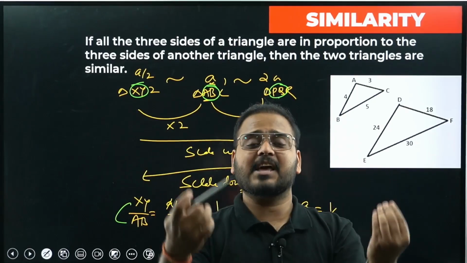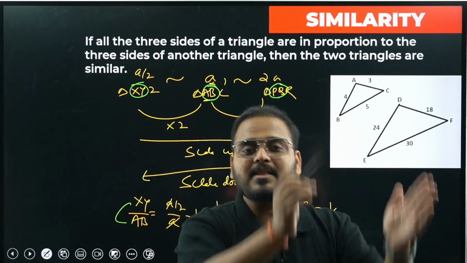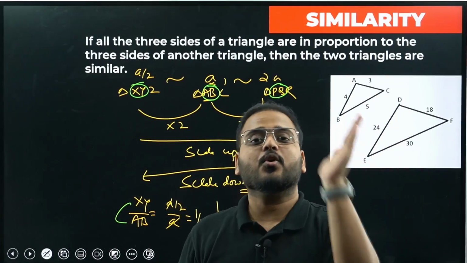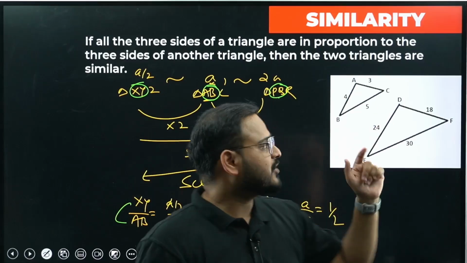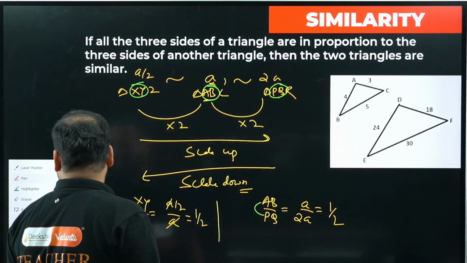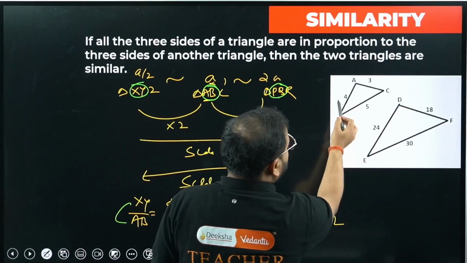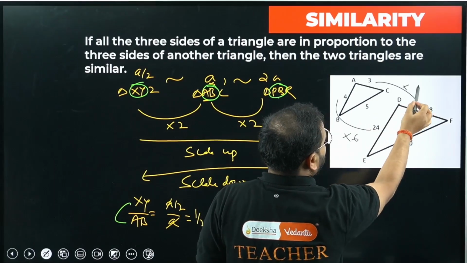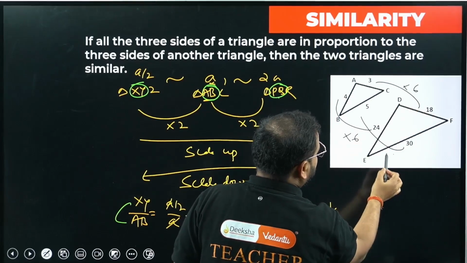How can you define shape mathematically? By keeping the sides ratio proportional, consistent, the same. Check here. 4 to 24, sir, 6 times. Yes, 4 to 24, 6 times. Same way, 3 to 18, 6 times. 5 to 30, again 6 times.